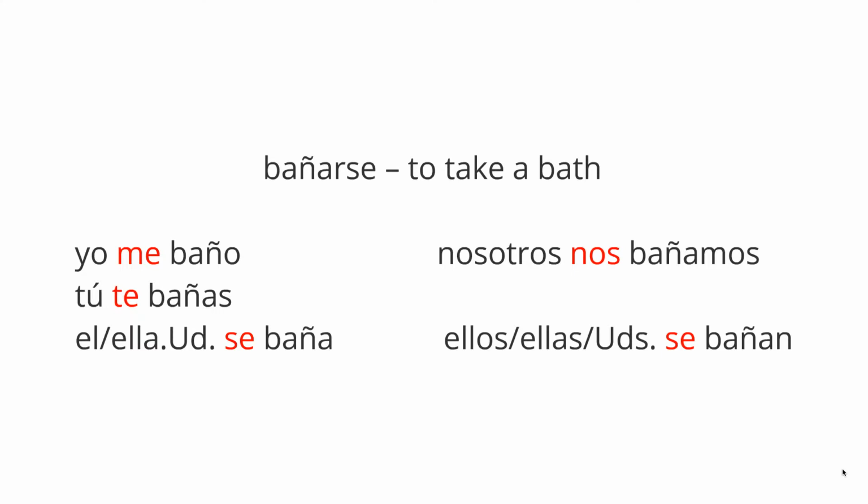You want to say you bathe yourself? Te bañas. You bathe yourself. Where did I put that te? I put it before the conjugated verb, just like I did with direct object pronouns that we learned in the last chapter. You want to say he bathes himself? Se baña. She bathes herself? Se baña. You bathe yourself formal? Se baña. Me, te, se. Me baño, te bañas, se baña. That se again means himself or herself.